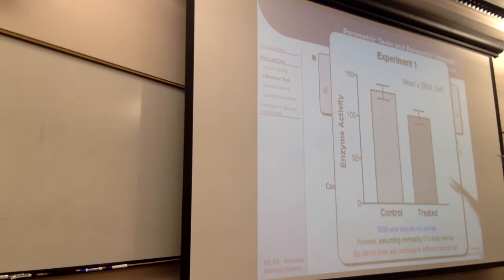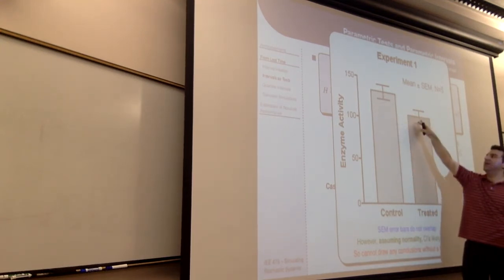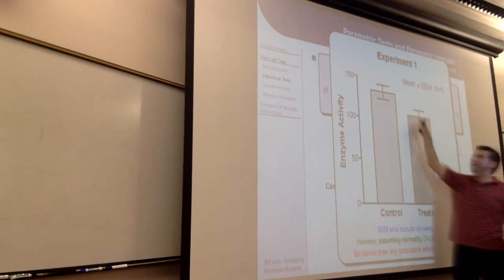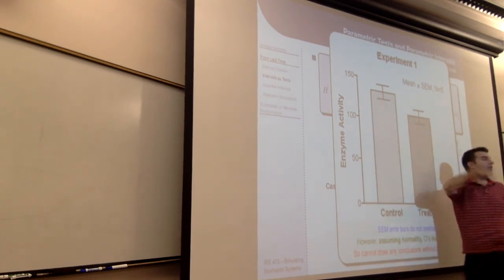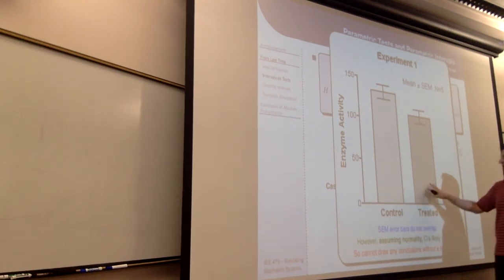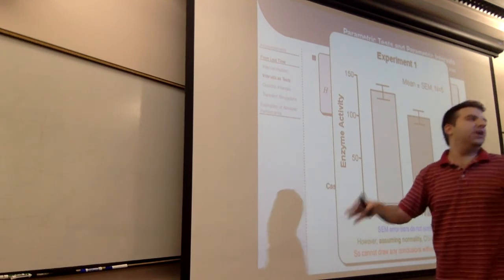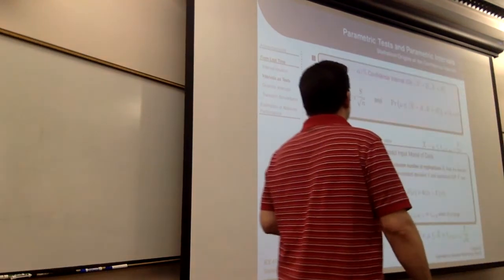But if these were the confidence intervals, I see that they don't overlap. And if these were the confidence intervals, then I would say that this two-sample t-test, if I were to do one, would come out statistically significant, and this population would be different than this population. So that's a quick graphical way to do these stats.